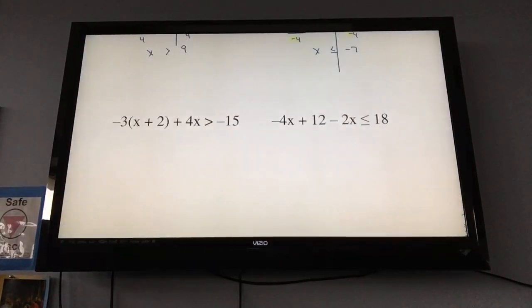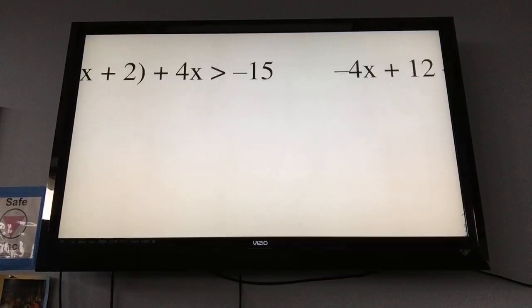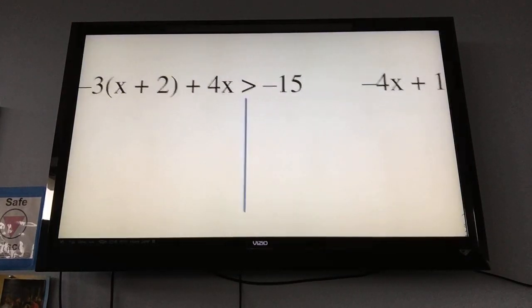I don't know if we need to do all of these questions, but I'm gonna jump around on here now. Okay, so we've seen questions with parentheses, and you guys knew right away to get rid of them. So let's do that first. Negative 3 times x, negative 3 times 2.